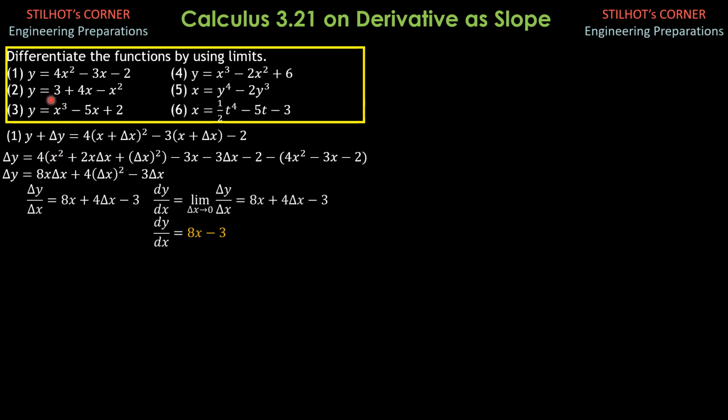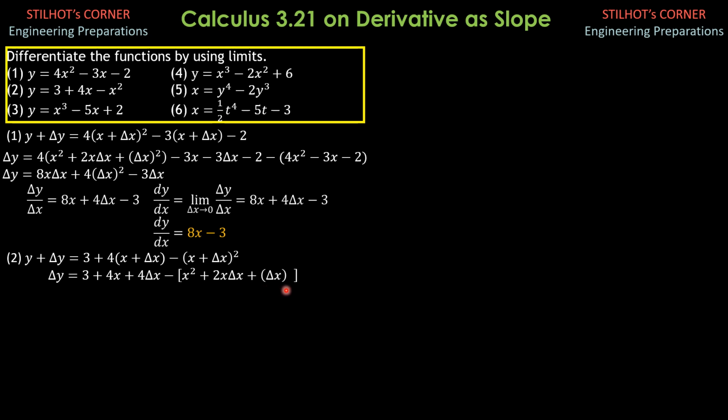Then for problem 2, we have y plus delta y equals 3 plus 4 quantity x plus delta x minus quantity x plus delta x squared. So we have to expand this. So delta y equals 3 plus 4x plus 4 delta x minus quantity x squared plus 2x delta x plus delta x squared, then minus y, which is quantity 3 plus 4x minus x squared.